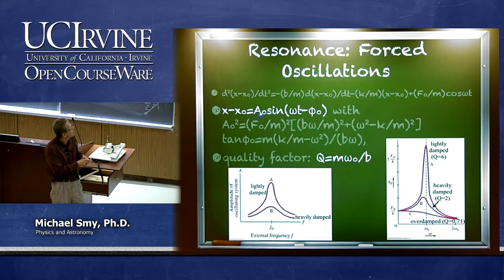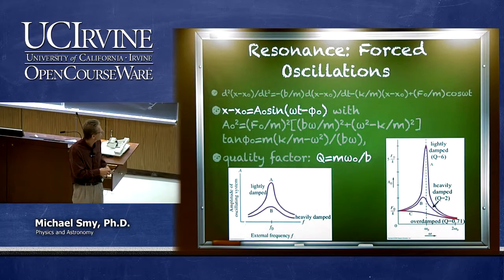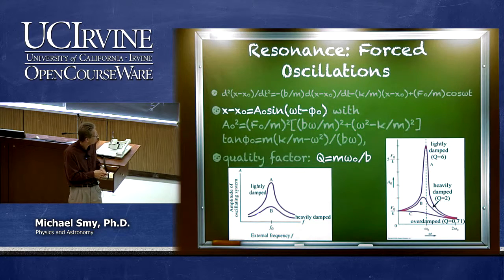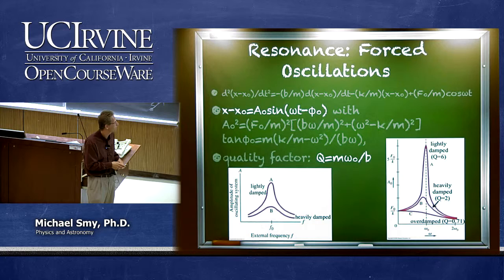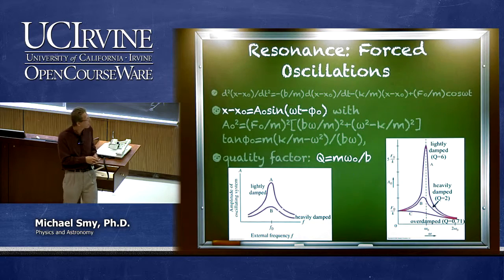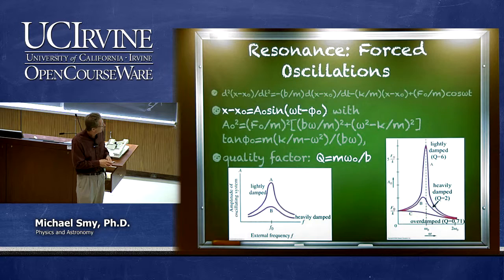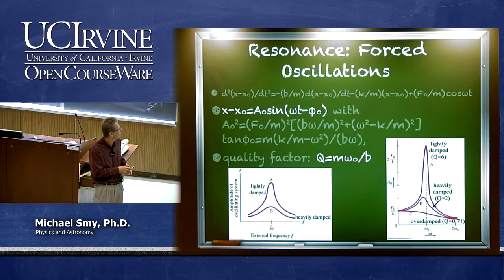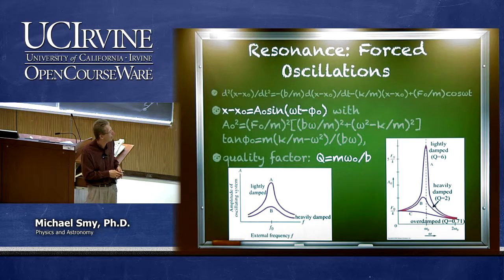And one can calculate the amplitude of the oscillation by this expression, and the tangent of the phi, the phase shift, by this expression. And what I want to point out, only qualitatively here, is that if you have a heavily damped system, then the amplitude is smaller than if you have a lightly damped system. And of course, it becomes infinite if there's no damping at all. And also, this resonance curve, as it's called, will be narrower if it's lightly damped than if it's heavily damped.